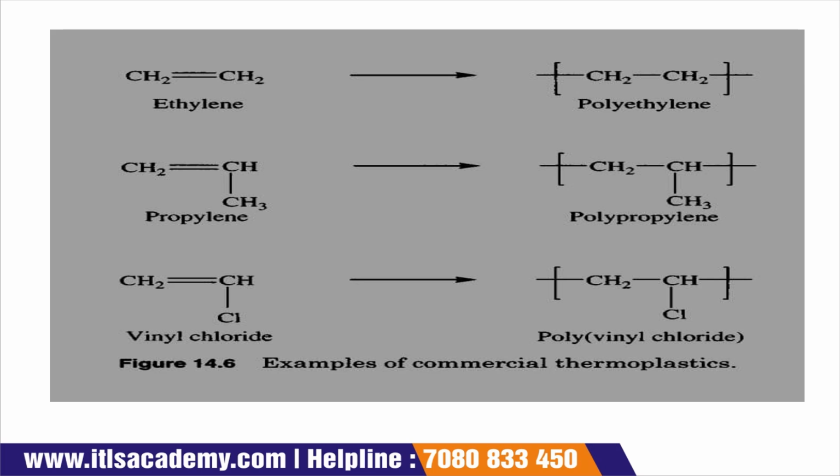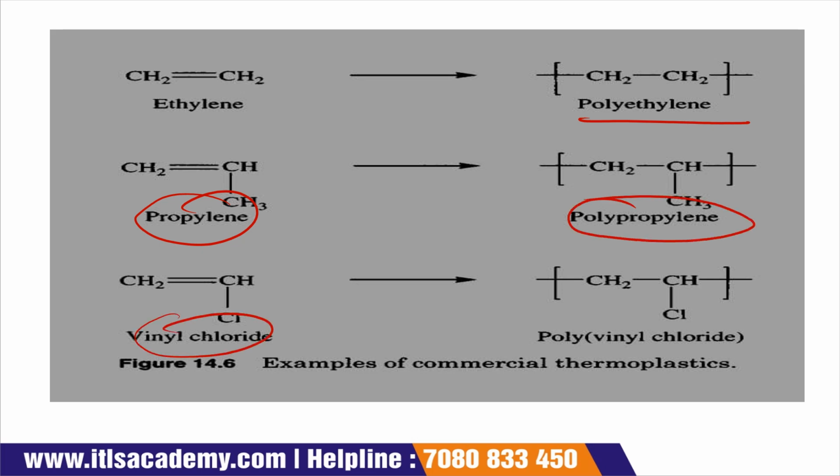Okay. Now these are examples of commercial thermoplastics. First one is ethylene. Ethylene is converted into polyethylene. Okay, see, ethylene is what? Ethylene is the monomer, and here it is converted into polyethylene. It is what? It is a polymer. Then propylene is converted into polypropylene. Again, vinyl chloride is converted into polyvinyl chloride. Here these are the monomers, and when these different monomers are combined together, they form polymers.